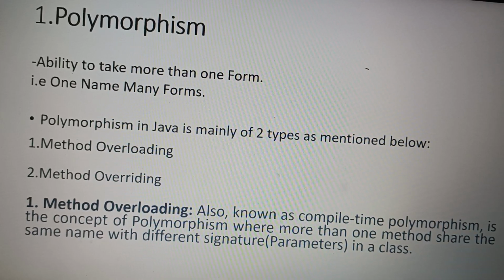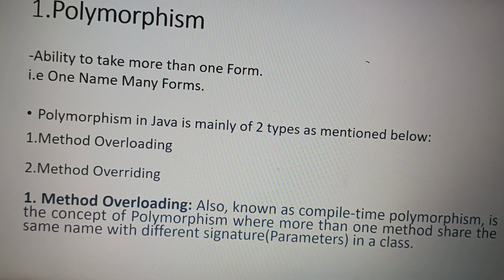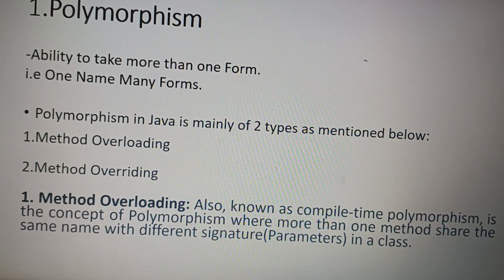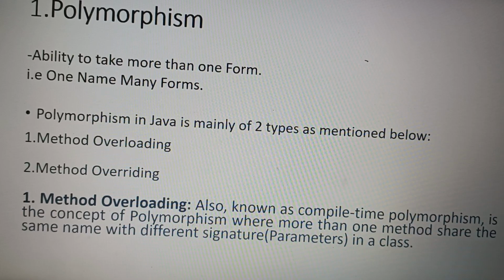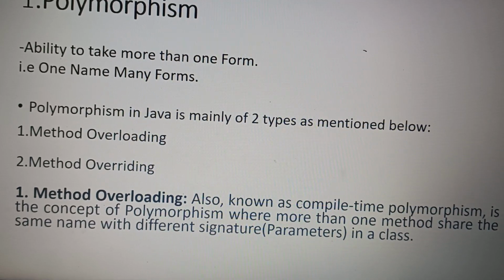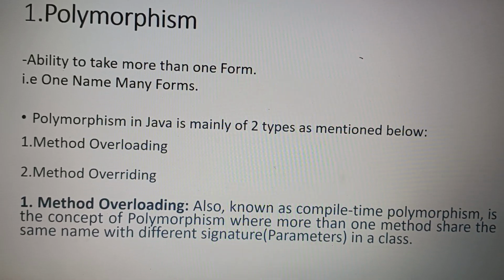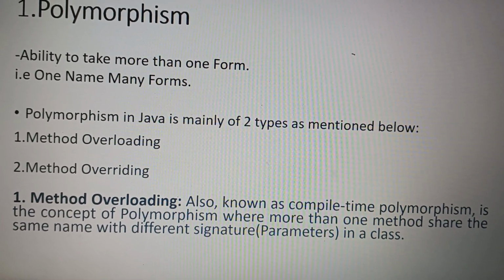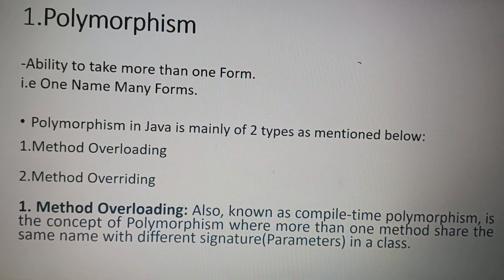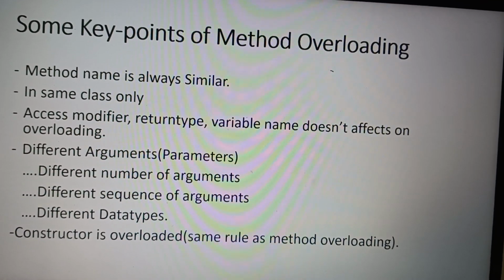So first one is method overloading. Basically method overloading is also known as compile time polymorphism. So here the concept of compile time polymorphism is when we declare two methods or more than one methods with similar name but with different signature or parameters in a class. So that kind of method is known as method overloading. So for method overloading there are some key points.